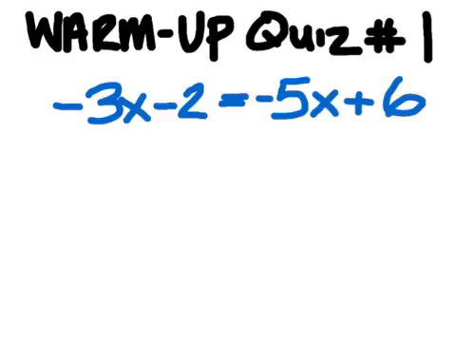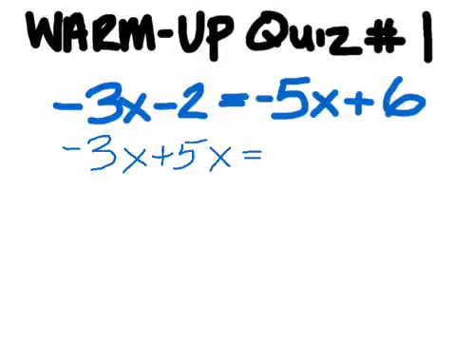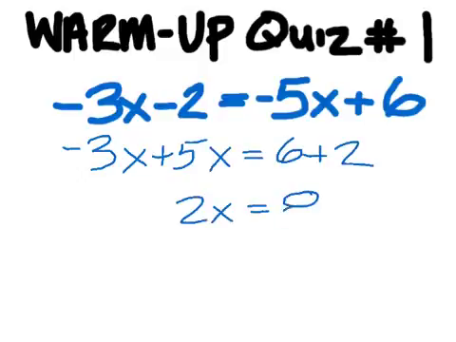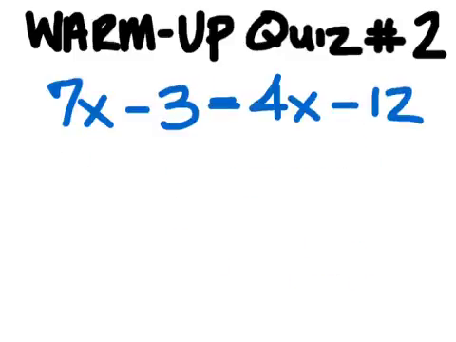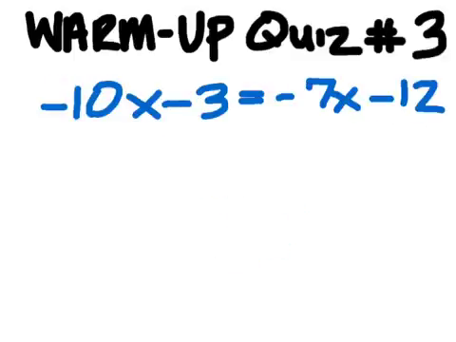Number 1. The solution. You should have negative 3x plus 5x equals 6 plus 2, which is 2x equals 8. Divide 8 by 2 and come up with 4. Number 2. We only had one miss this one. The answer is negative 3.